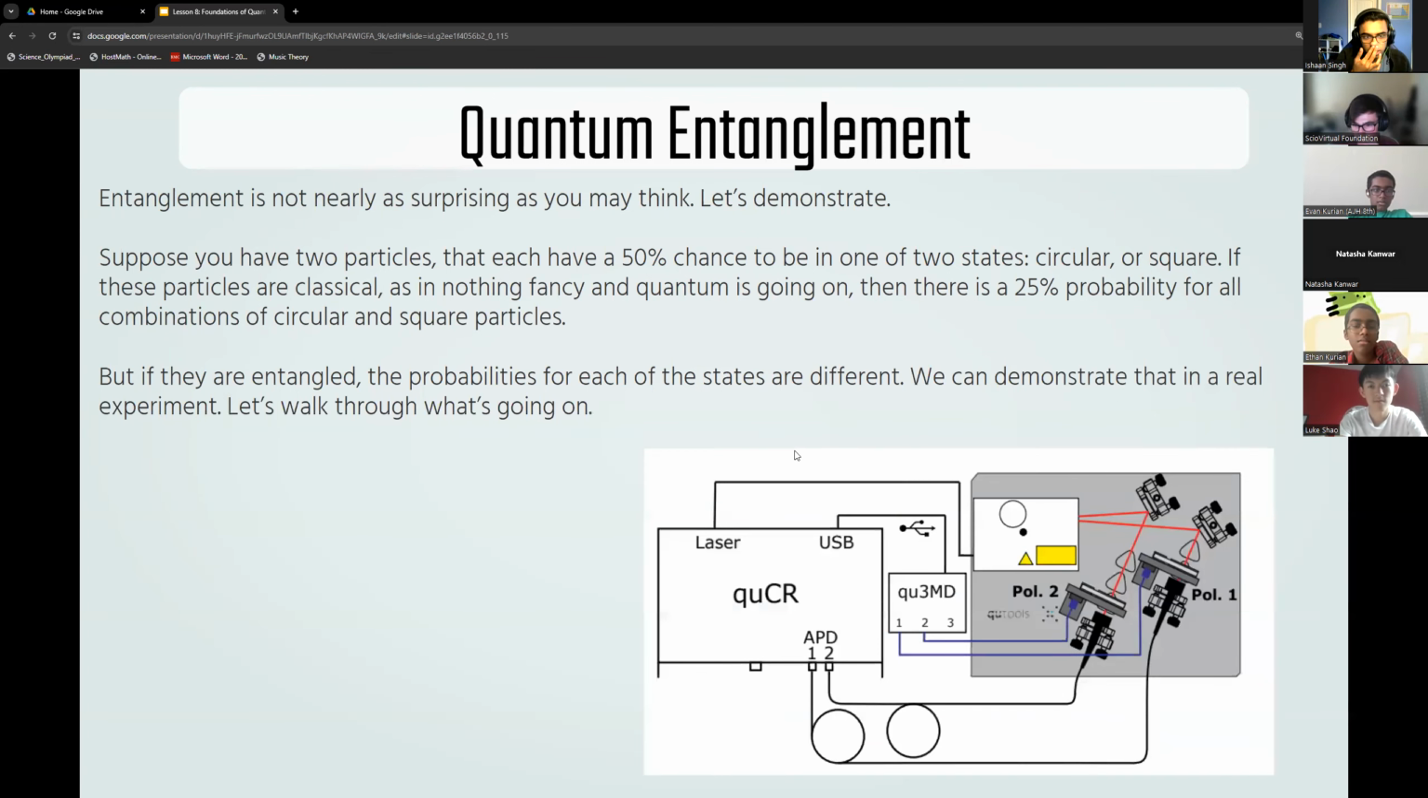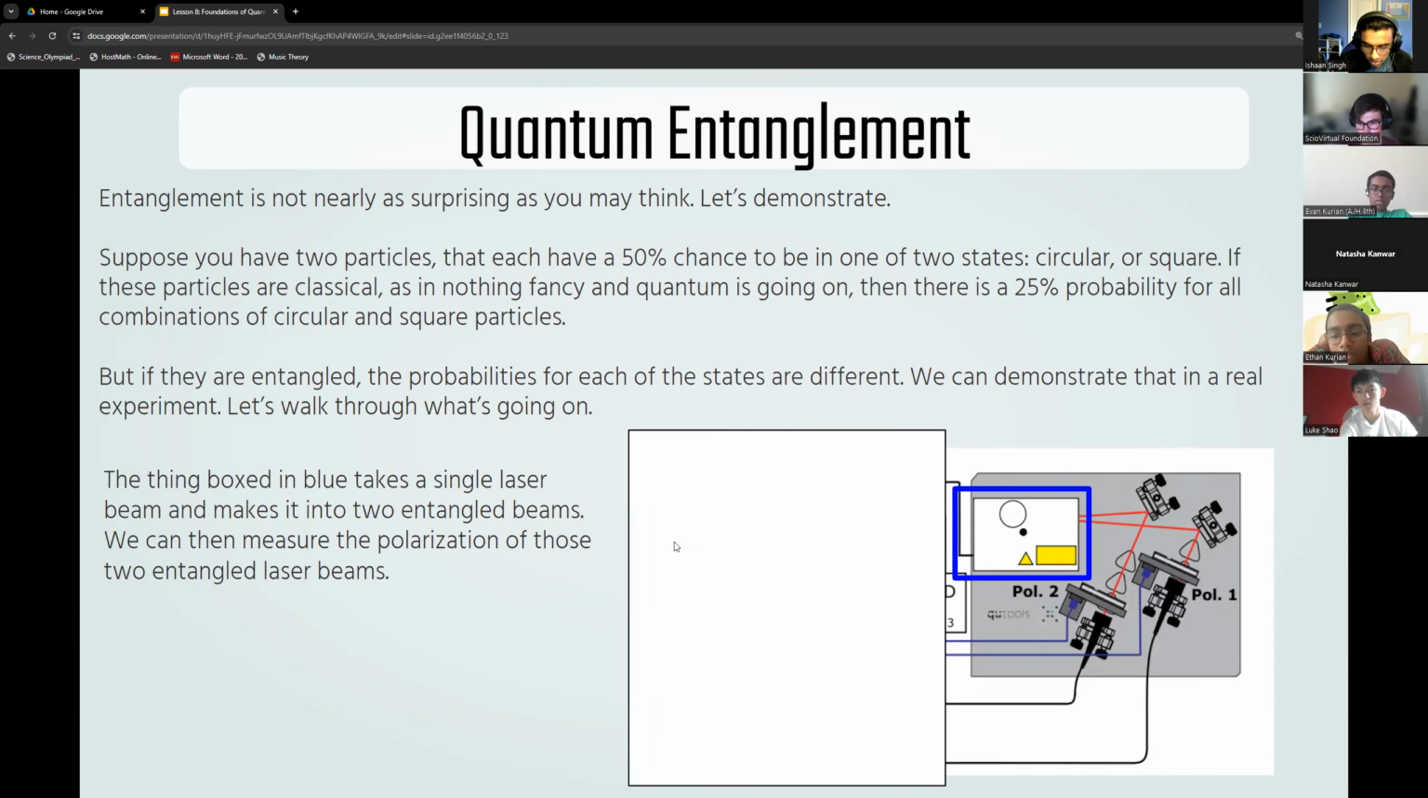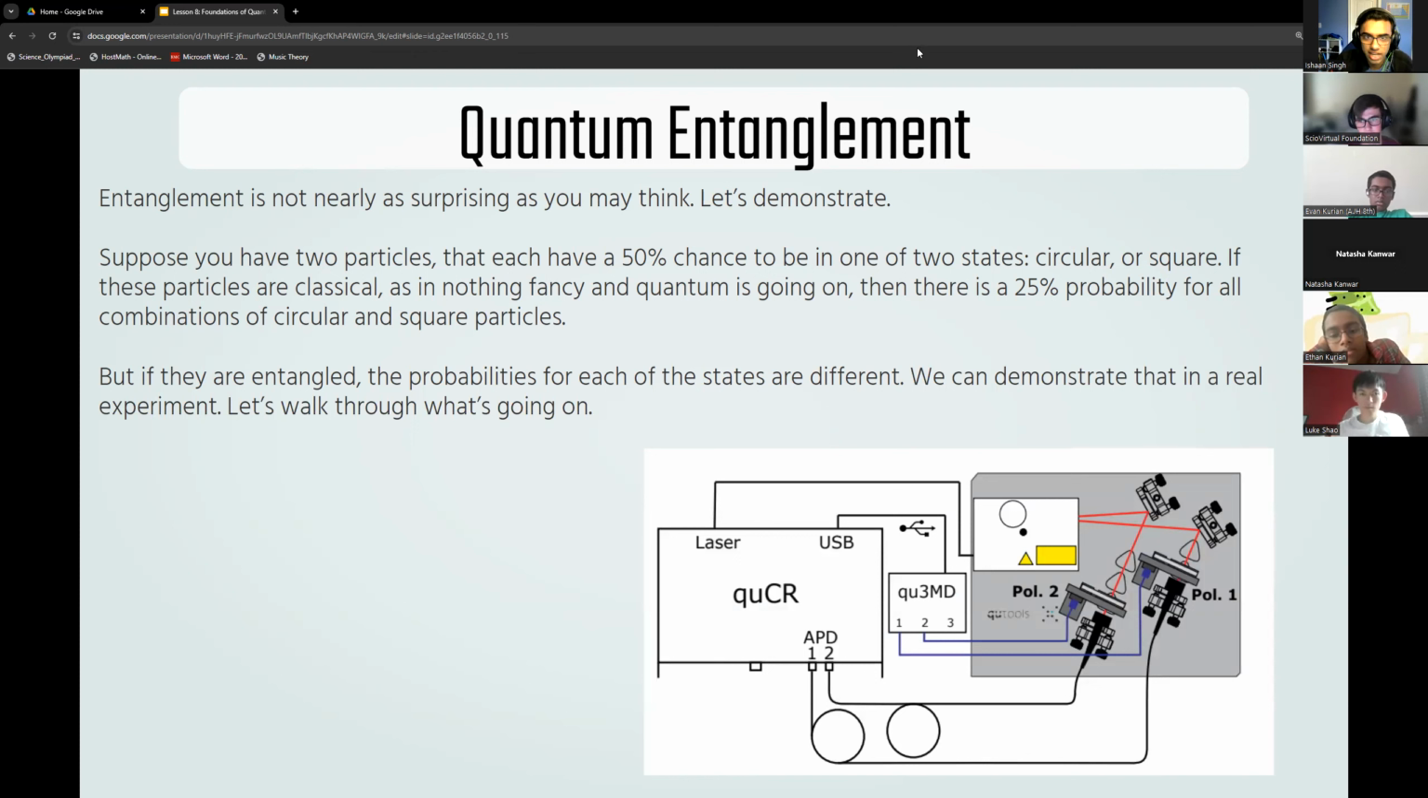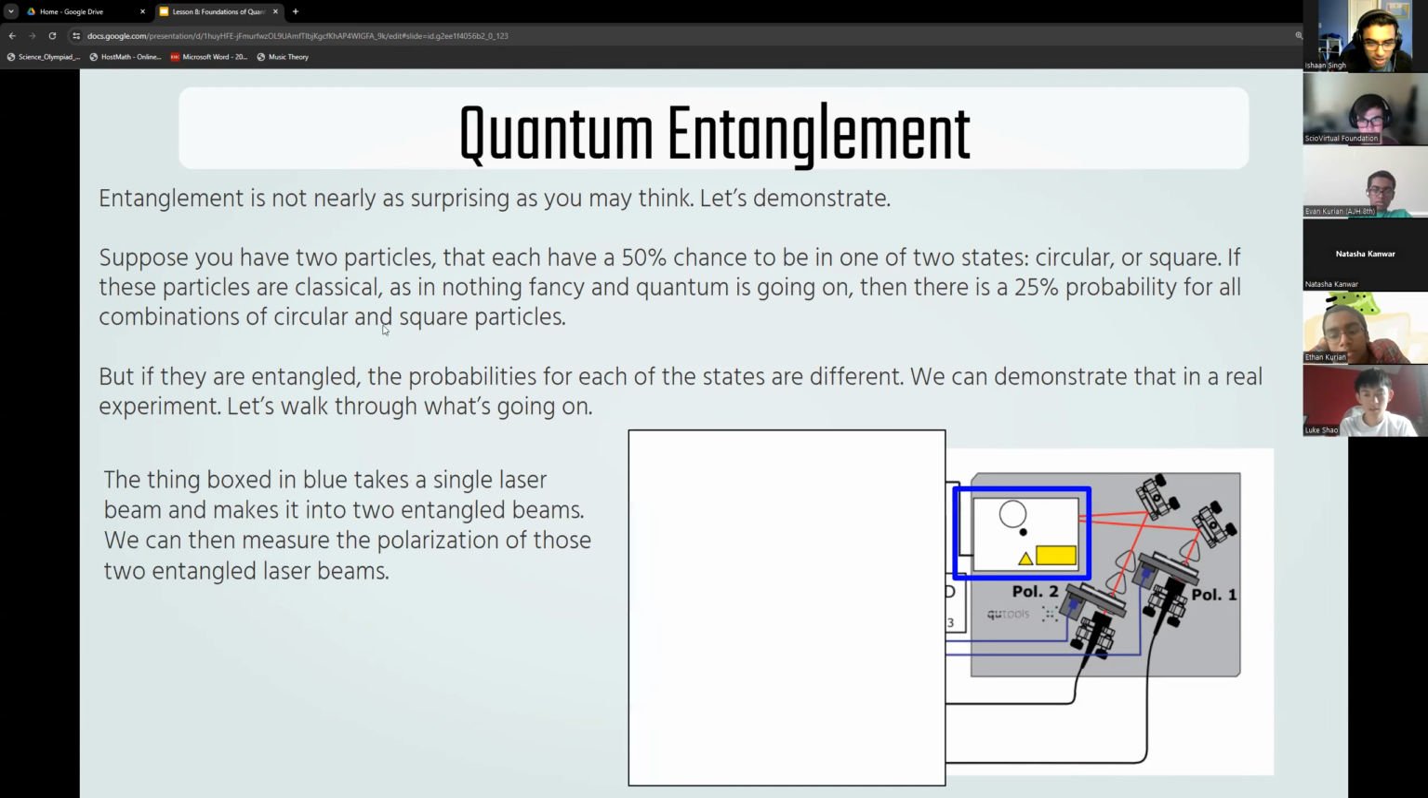So let's walk through that in an actual experiment. This is an experiment I actually got to do last semester for one of my classes, and it was really fun. So I want to show it. But ignoring how complicated this diagram looks, let's just focus on only this part right here.